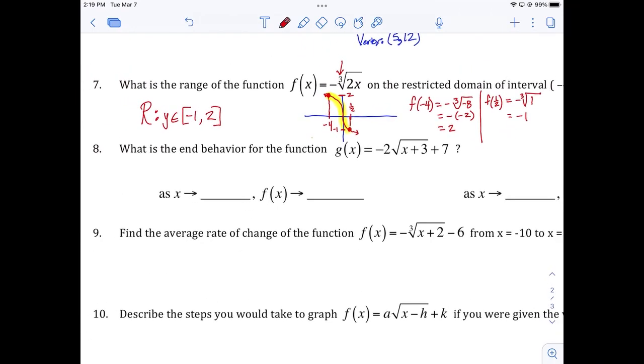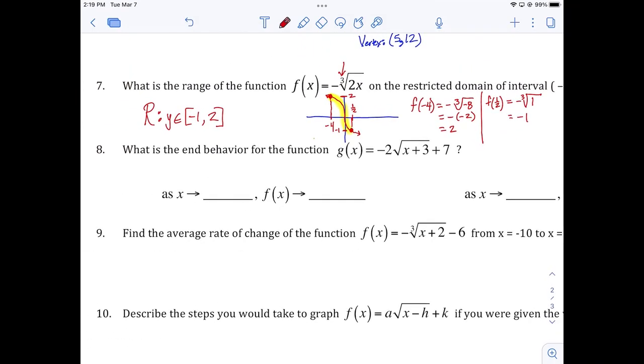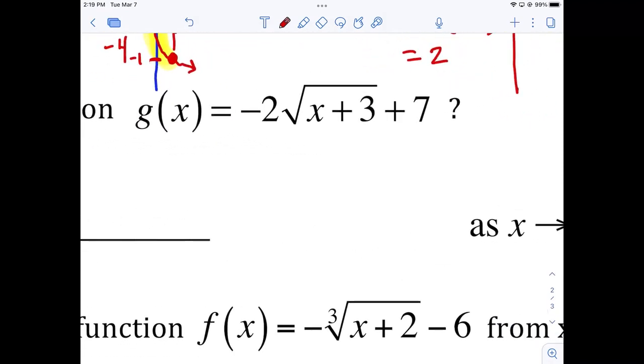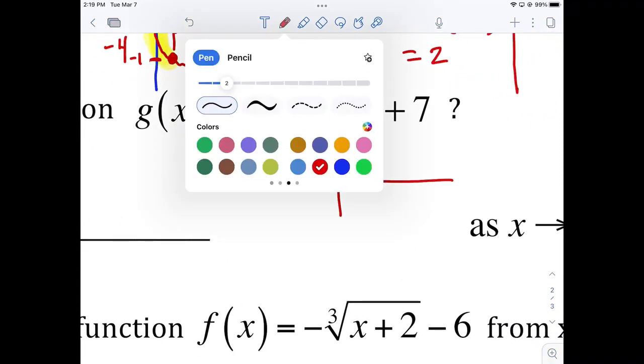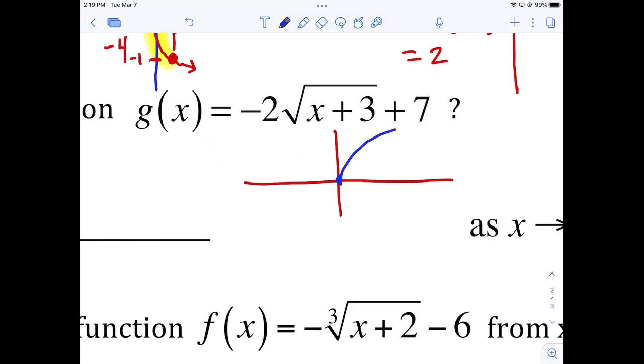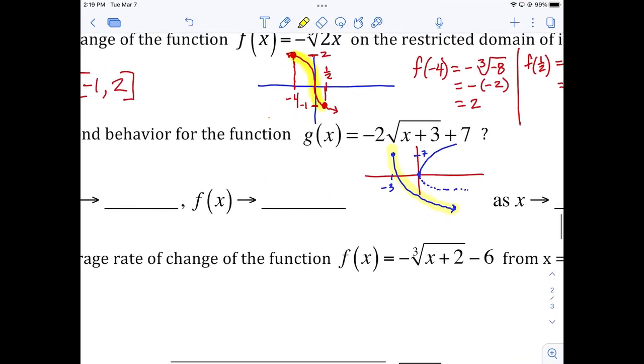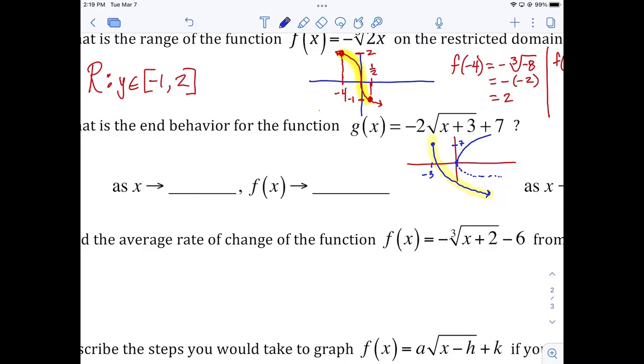All right, let's keep going. What's the end behavior of this function? All right, let's quickly think about this function. The square root of x, that's this one here in blue. The negative is going to reflect it across the axis. The 2 is going to make it steeper. The plus 3 moves it left 3 and up 7. So the graph looks something like this. Looks something like that. So we don't have any left end behavior, so you don't even have to address it.